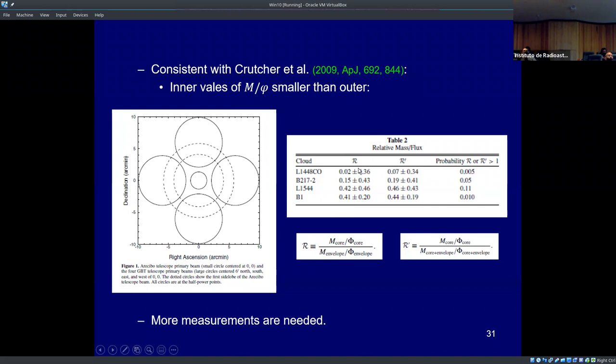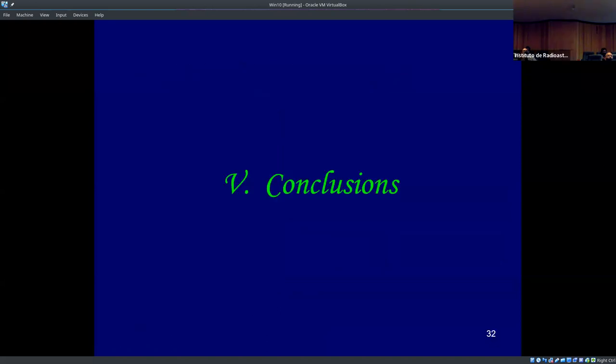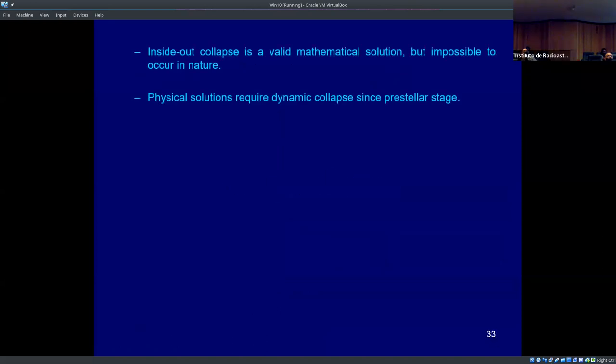They indeed found that this is smaller than one, although here the uncertainties are so large that it's ridiculous. Here it's comparable, and this is probably the only value that might be credible. So more measurements are needed, because people normally report the mass to flux ratio as a single quantity for the core. But actually, what we believe is we should be reporting the run of the mass to flux ratio with radius. And with that, I reach my conclusions.